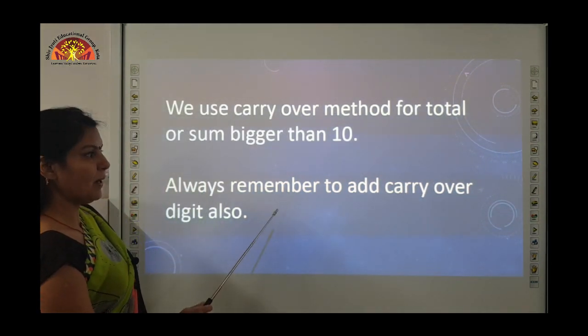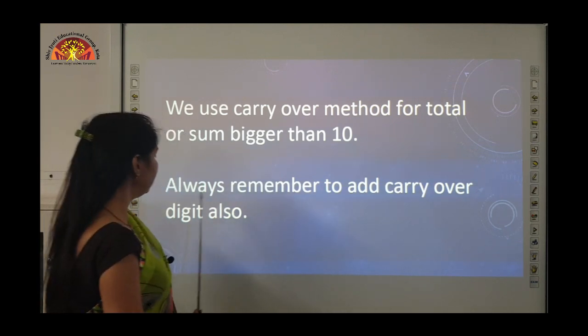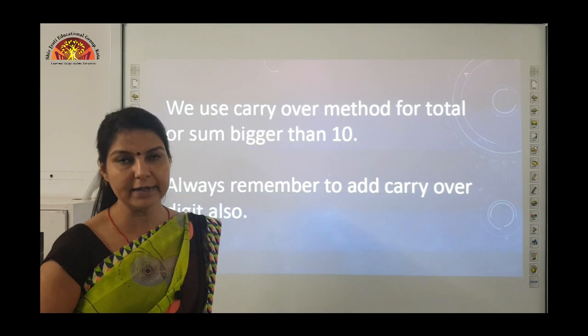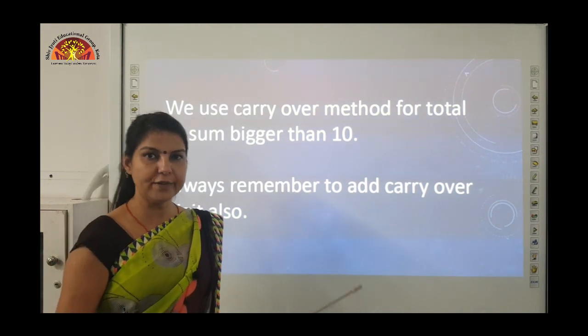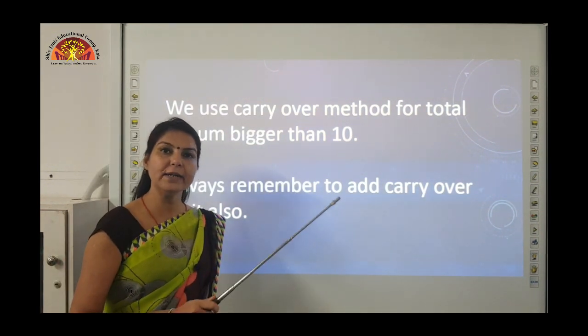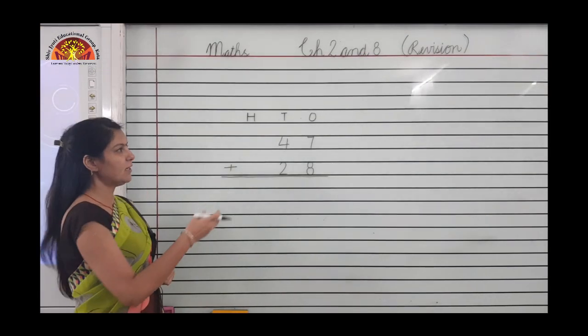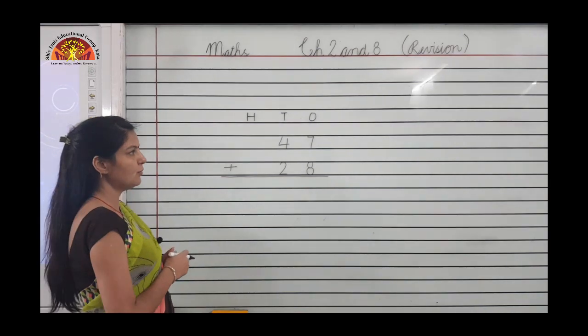Now, always remember to add the carryover digit also. Children, don't forget to add the carryover digit. Always remember you have to add that digit which we have carried over. So children, let's see one sum on the board.